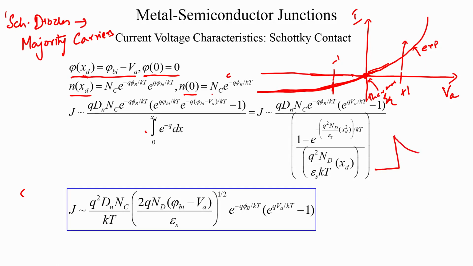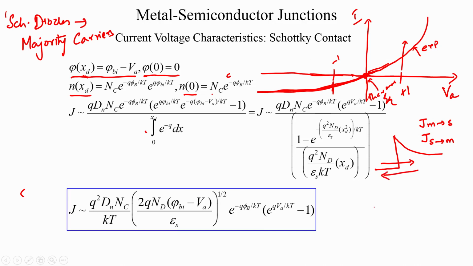You had your equilibrium condition. Let us look at the carrier flux or the current going from the semiconductor to the metal, and the current going from the metal to the semiconductor. The current going from the metal to the semiconductor is this, and the current going from the semiconductor to the metal is that.